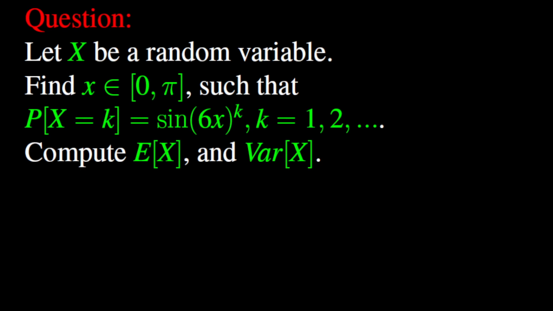Let X be a discrete random variable taking values in the set of positive natural numbers. We are asked to find the value of little x such that the probability of X equal to k is sin(6x) to the power k. Then compute the expectation as well as the variance of X.